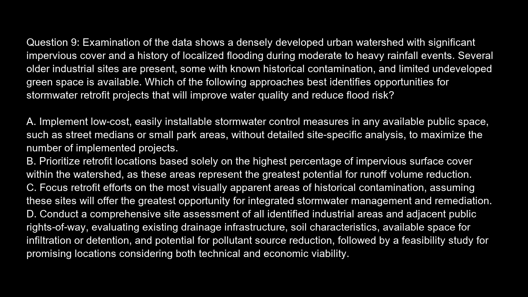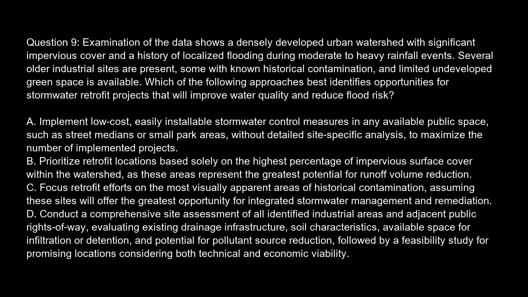Option A. Implement low-cost, easily installable stormwater control measures in any available public space, such as street medians or small park areas, without detailed site-specific analysis, to maximize the number of implemented projects. Option B. Prioritize retrofit locations based solely on the highest percentage of impervious surface cover within the watershed, as these areas represent the greatest potential for runoff volume reduction. Option C. Focus retrofit efforts on the most visually apparent areas of historical contamination, assuming these sites will offer the greatest opportunity for integrated stormwater management and remediation.